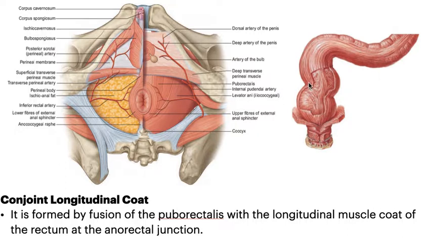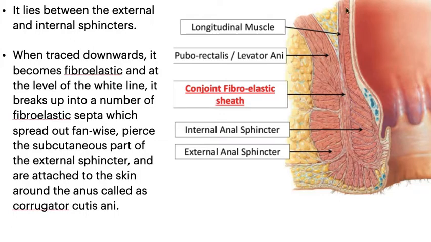So this is fusing with the longitudinal muscle coat of the rectum at the anorectal junction, forming the conjoint longitudinal muscle coat. And this is what is lying between the two anal sphincters, the longitudinal muscle coat. When it is traced downwards, it becomes fibroelastic, and at the level of the white line of Hilton, it is breaking up into a number of fibroelastic septa. Can you see over here? Which spread out fan-wise, piercing the subcutaneous part of the external sphincter and getting attached to the skin around the anus, called the corrugator cutis ani.